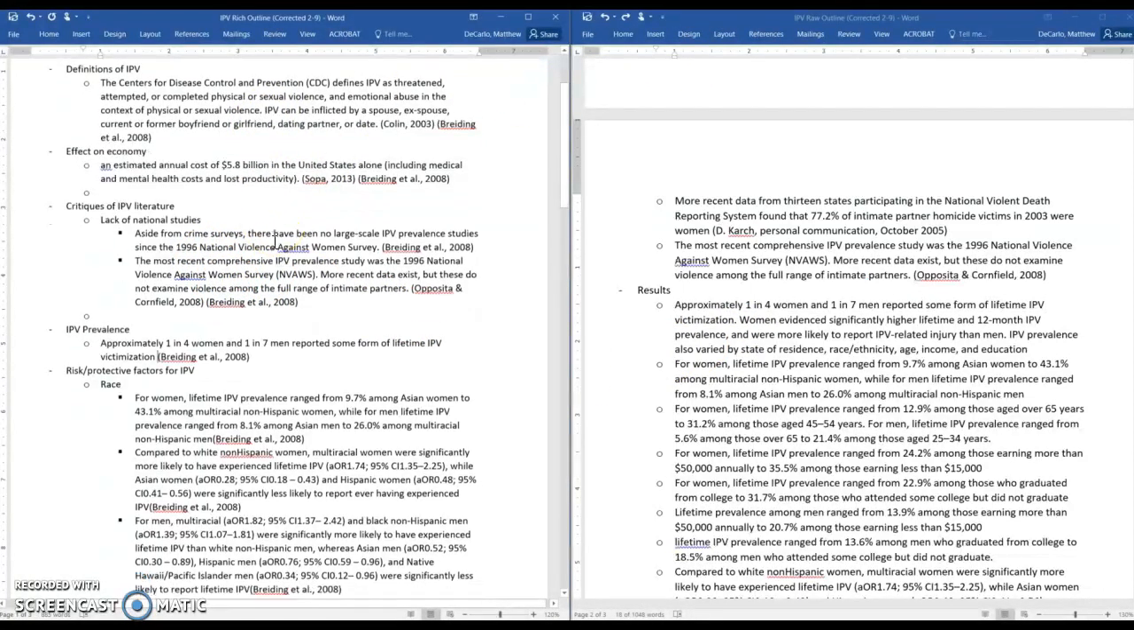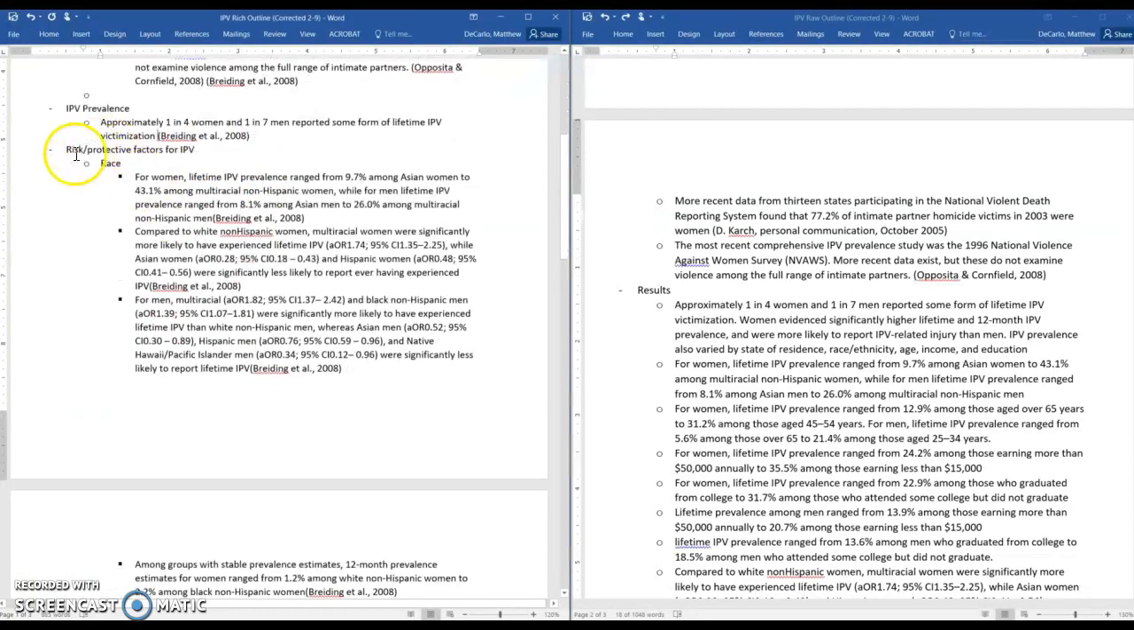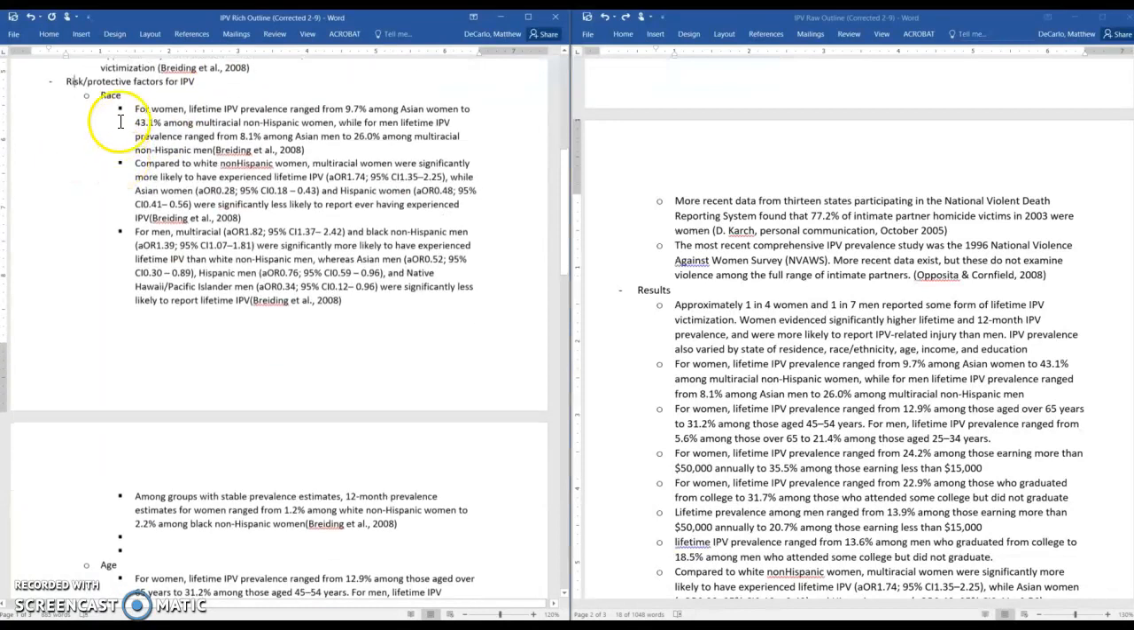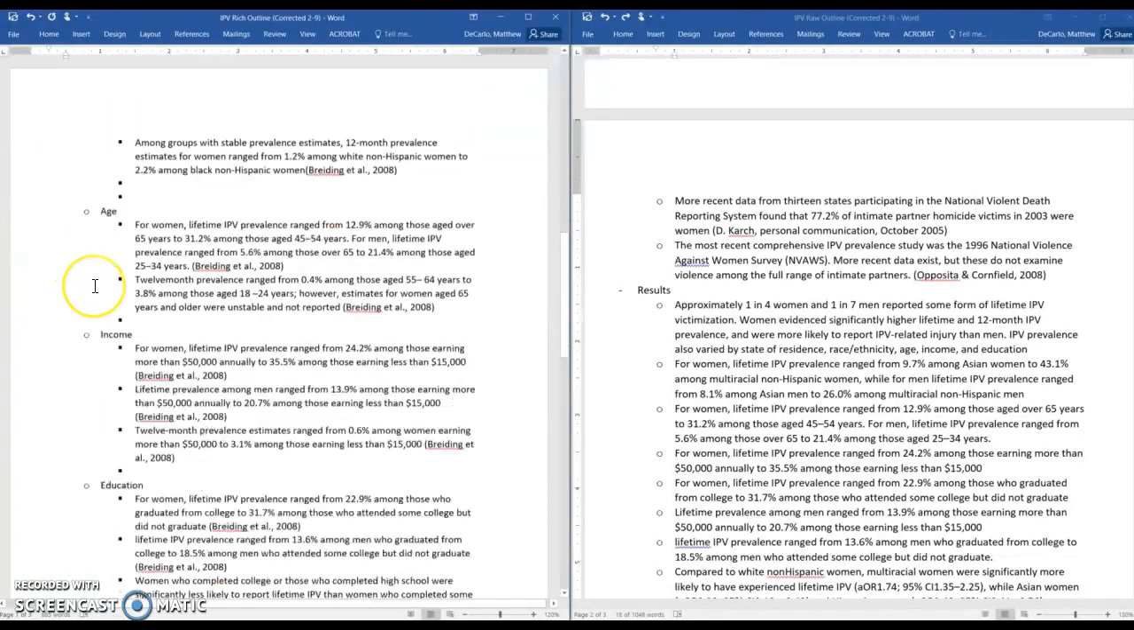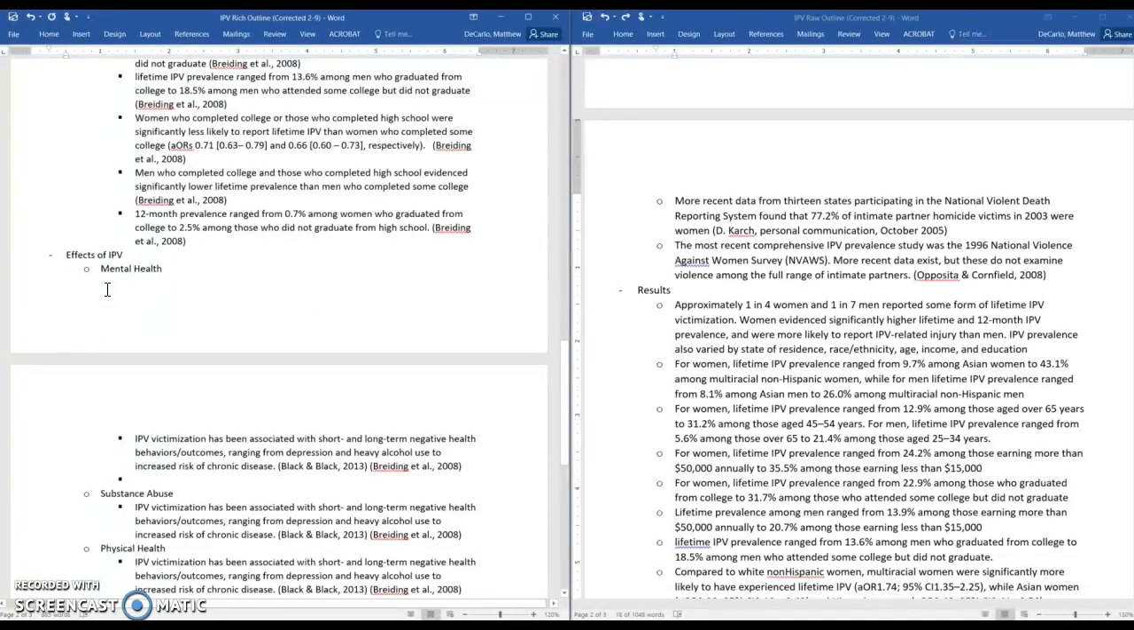And topical outlines can get pretty useful and pretty detailed. So in here I have risk and protective factors for intimate partner violence. Those are broken up by race, and by age, and by income and education. And you can kind of see how this stuff is going to be useful and how it might come together inside of a literature review.